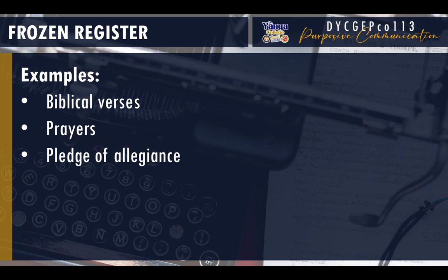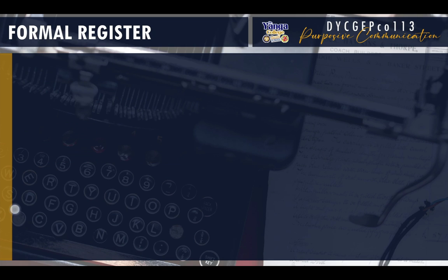Yun lang naman. So, when you are asked to cite a Bible verse, then you would use a frozen register. Meaning, it's not gonna be formal, it's not gonna be casual, it will be delivered as is. Kung paano siya sinulat or sinabi noon pa man.